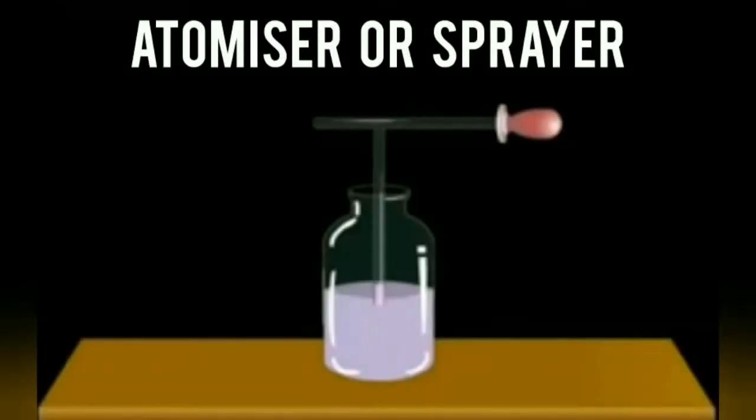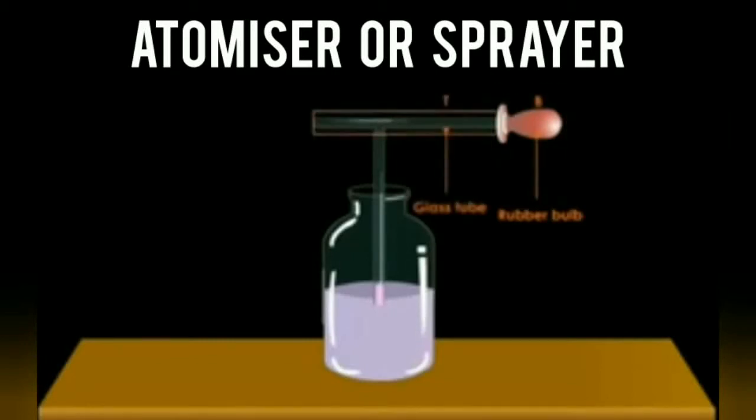An atomizer or sprayer is based on Bernoulli's principle. It is used to spray liquid. It is generally used in perfumes and deodorant bottles. It consists of a rubber balloon and a horizontal tube. When the rubber balloon is pressed, the air in the horizontal tube passes with large velocity.